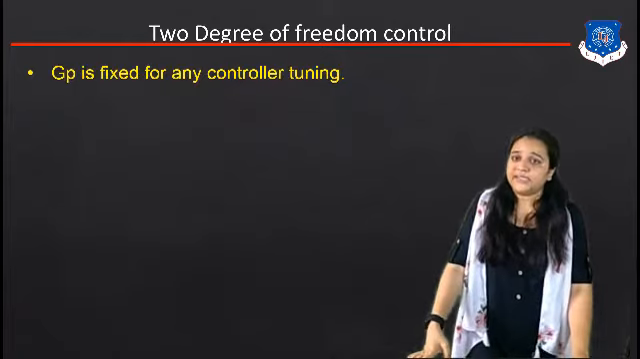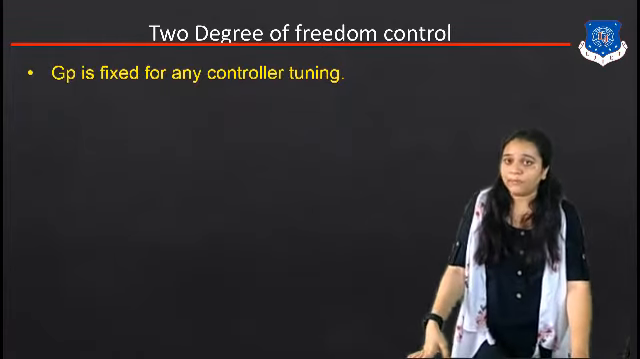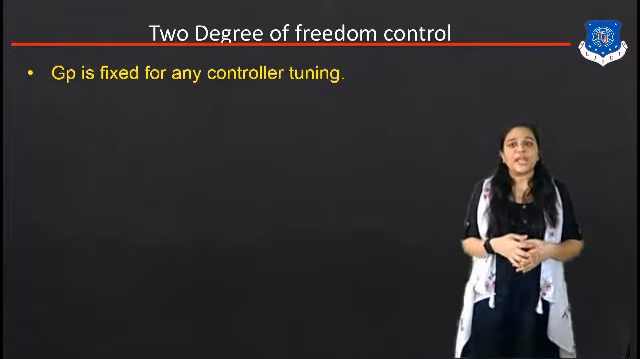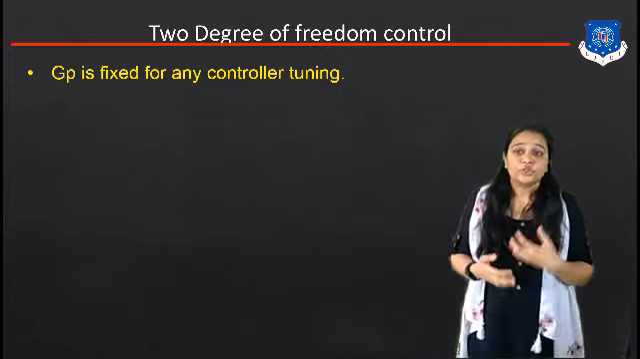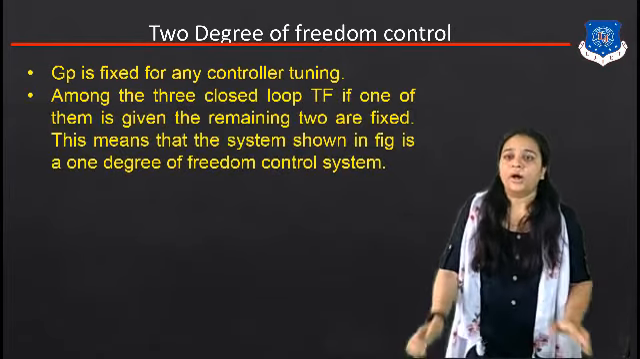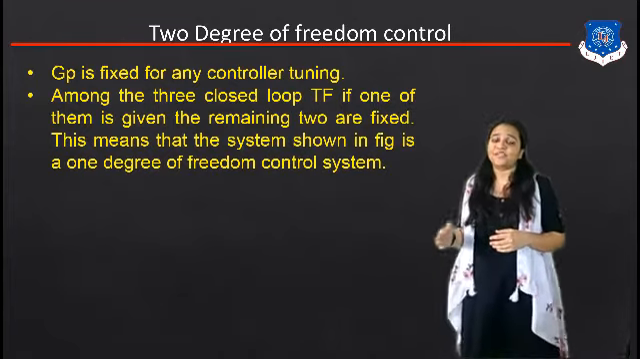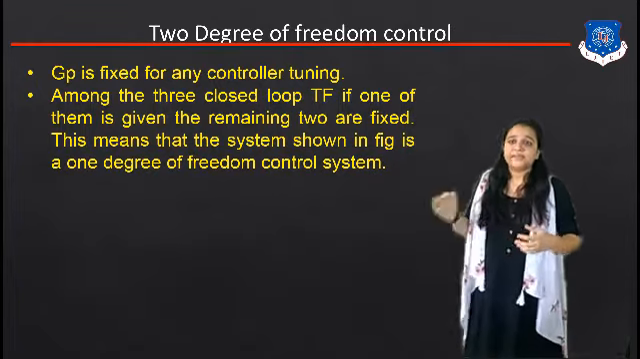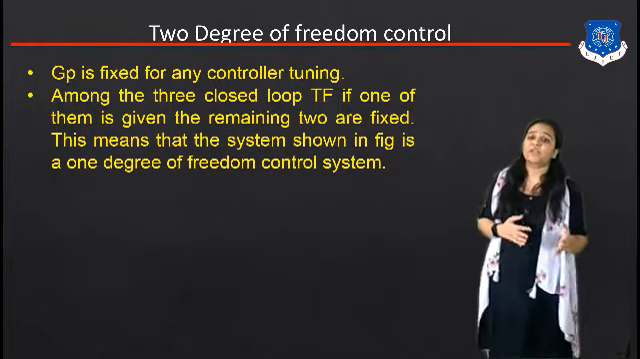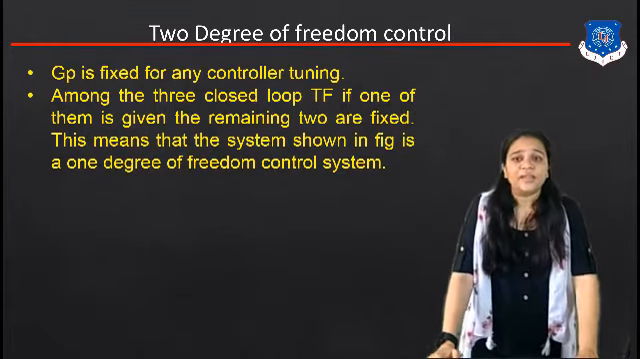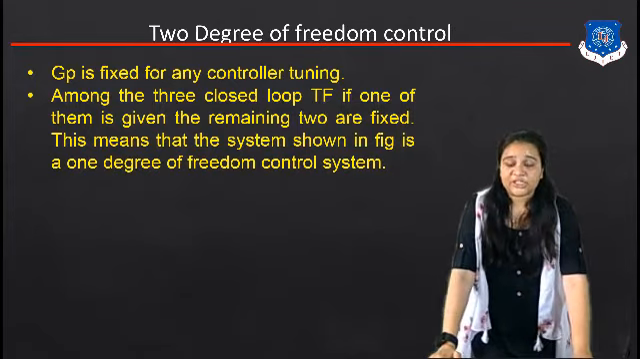Gp is fixed for any control tuning, because when we design the closed loop system, we know which type of controller we have to use, so we know the value of Gp. Among the three closed loop transfer functions, if one of them is given, the remaining two are fixed. This means that the system shown in the figure is a 1 degree of freedom control system. We can easily find the third closed loop transfer function using the other two.